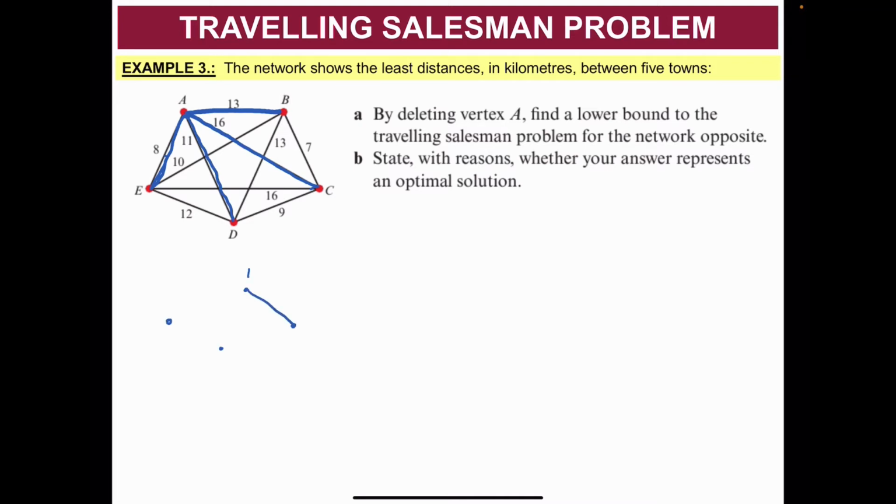So BC is 7, then BD is 13, and BE is 10, and EC is 16, and then I have DC is 9 and ED is 12. But if you see directly from your picture, obviously no one needs to redraw it. So I delete A and I'm looking for the lower bound of the traveling salesman problem for the network.